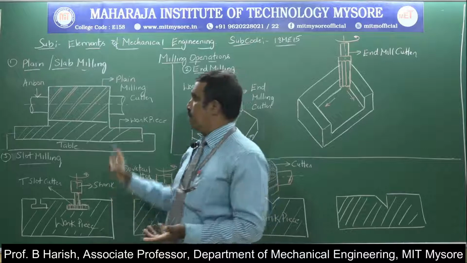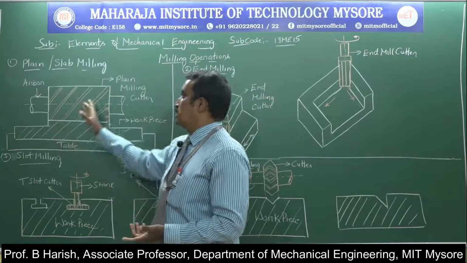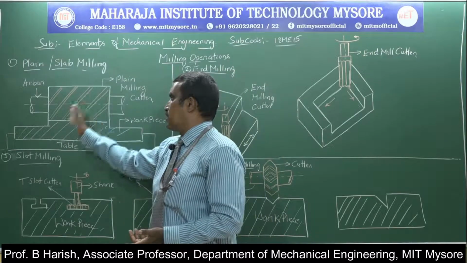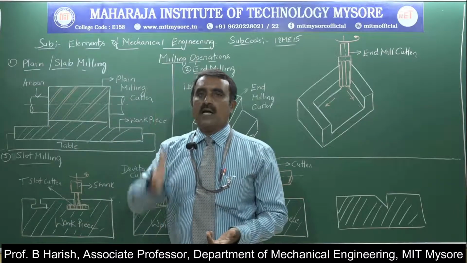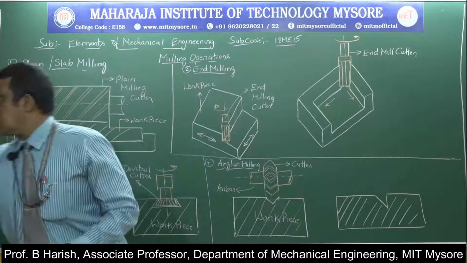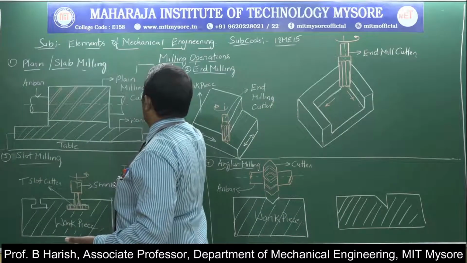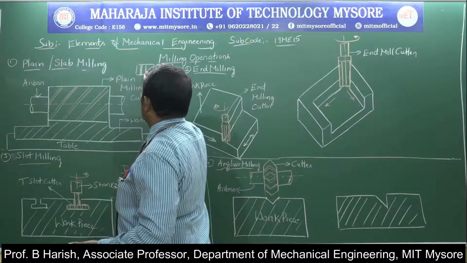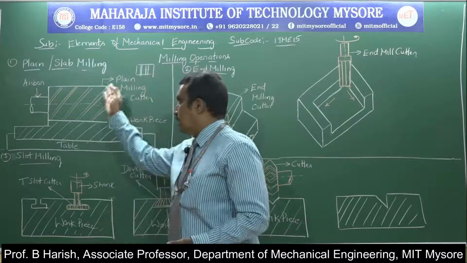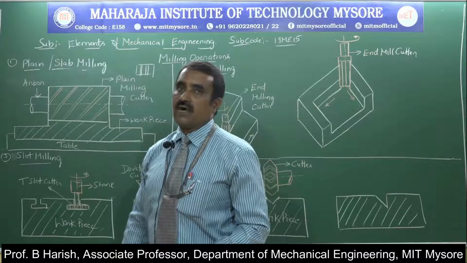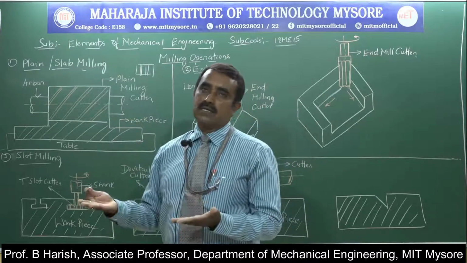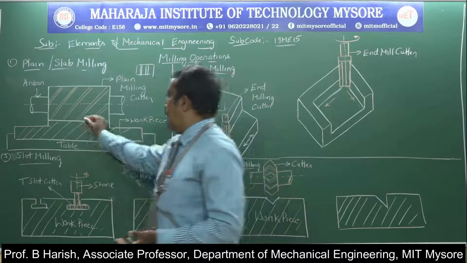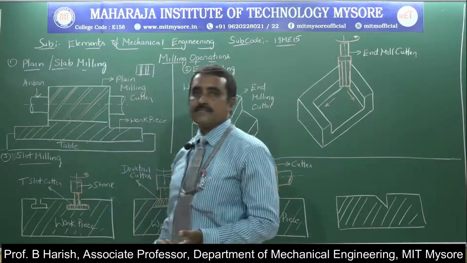Now here you can see this cutter. These are the teeth on the cutter. The teeth can be either straight or helical. If it is straight teeth, the cutter will be like this. Now here it is helical. Helical teeth are teeth which are at an angle to the horizontal surface. You can see this is a certain angle.